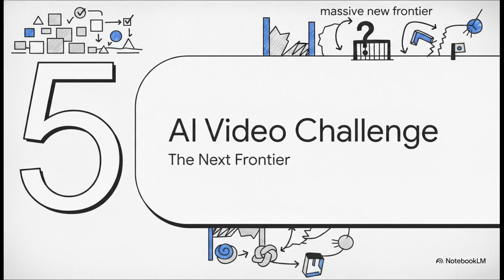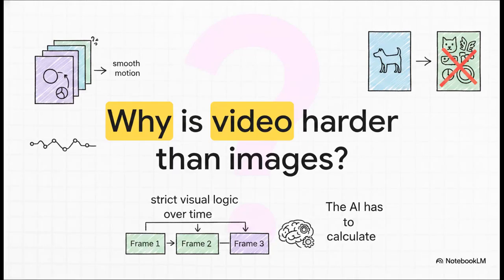Which naturally leads us to section 5, the AI video challenge. So you might be thinking, if we can already generate perfect images, why is making AI videos so incredibly difficult? Well, it's because video isn't just one picture. It introduces this massive, compounding complexity of frame-by-frame consistency. The AI doesn't just have to make something look good. It has to calculate smooth physical motion, make sure a car doesn't randomly morph into a toaster halfway through the shot, and maintain a strict visual logic over time. It's a whole different beast.